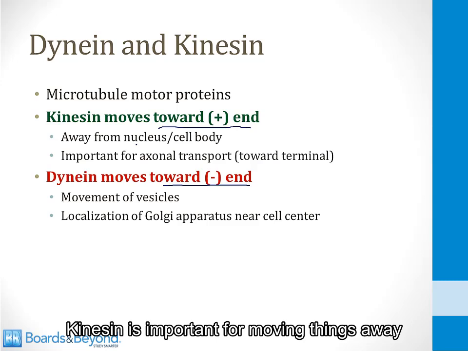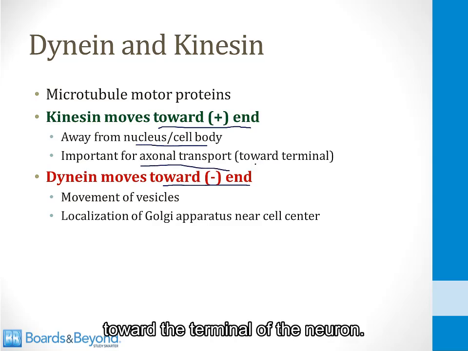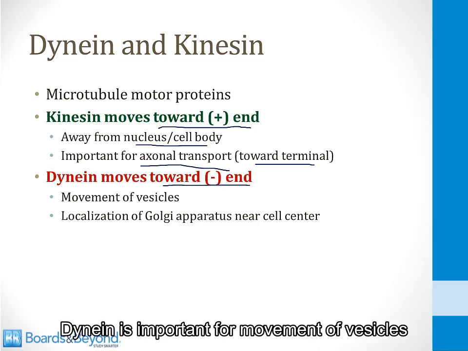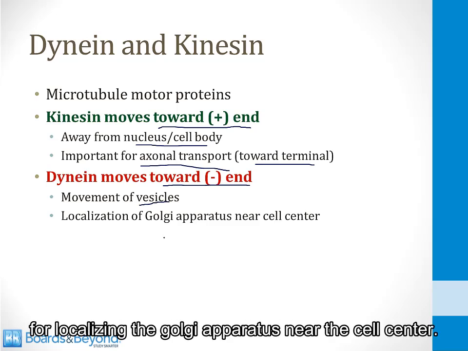Kinesin is important for moving things away from the nucleus and cell body. This is especially important in neurons for moving structures down the axon toward the terminal of the neuron. Dynein is important for movement of vesicles toward the middle of the cell. It's also important for localizing the Golgi apparatus near the cell center.